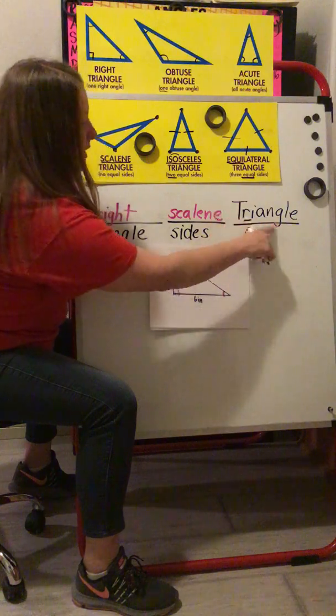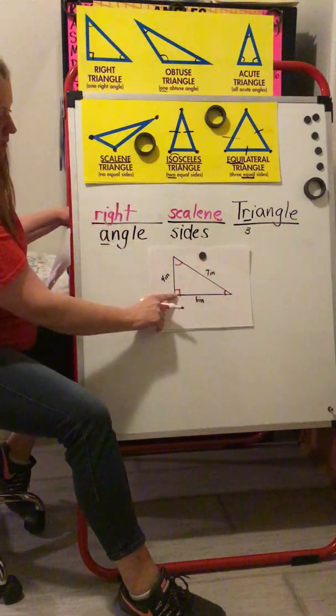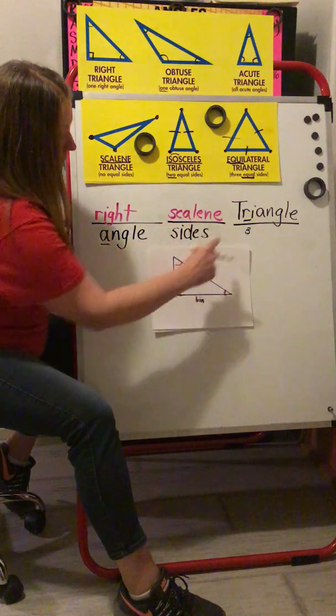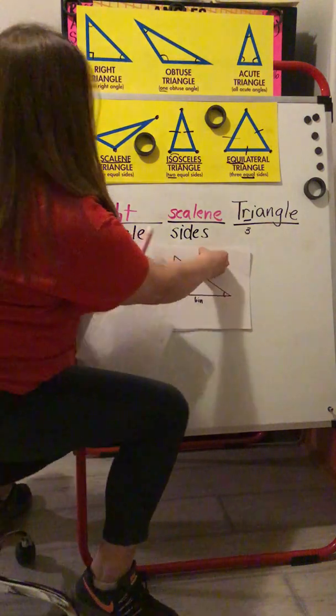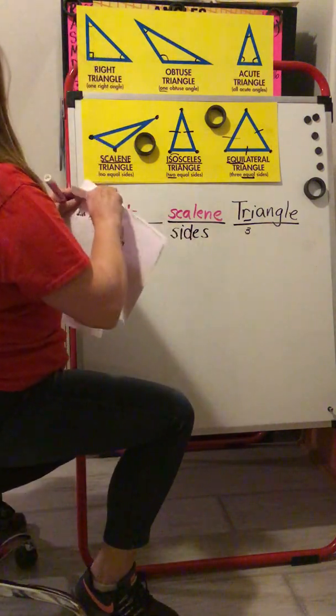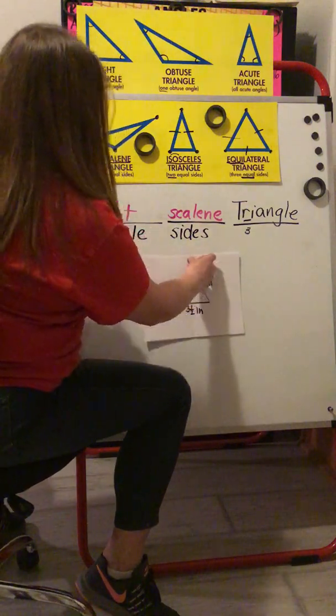Okay, and our last name's triangle. So this shape right here is a right scalene triangle. Okay, let's try another one. This is also another shape that I made earlier today. Let's take a look at it.